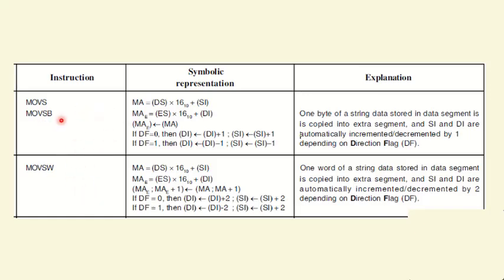Okay, suppose we are moving the string byte, then both DI and SI will get updated by +1 or -1. If we are moving the word string, then SI and DI will get updated by +2 or -2. Okay, so this is the basic first operation, the string move.